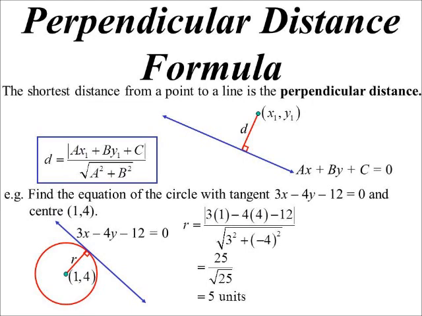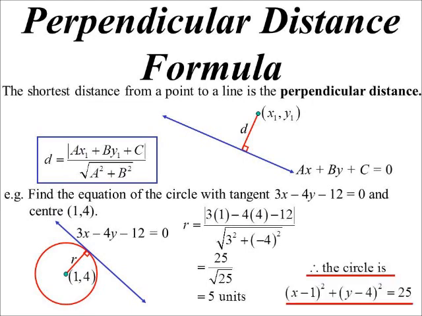So I can now complete this question, because the question says, what's the equation of the circle? Well, I know it's going to be x minus the x value of the centre, squared, plus y minus the y value of the centre, squared, will equal the radius squared. So it'll be (x minus 1) squared plus (y minus 4) squared equals 25.